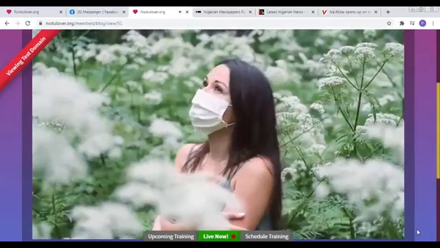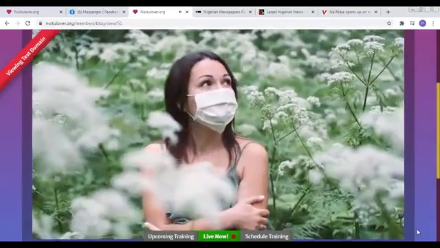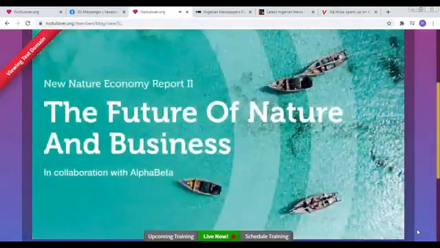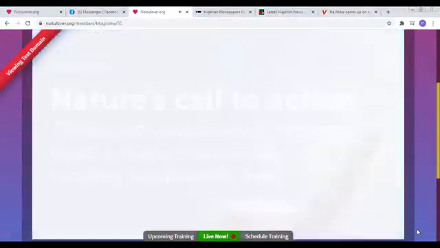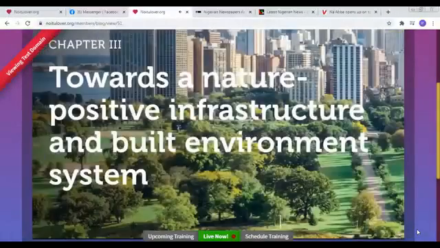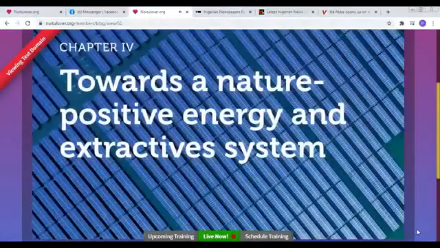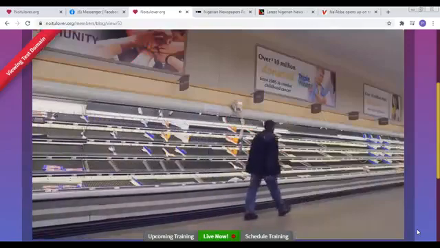Schwab also calls for a nature-based or green economy. In July 2020, the World Economic Forum released a report titled The Future of Nature and Business, which states that COVID-19 presents an opportunity to change the way we eat, live, grow, build, and power our lives to achieve a carbon-neutral, nature-positive economy and halt biodiversity loss by 2030. Business as usual is no longer an option.